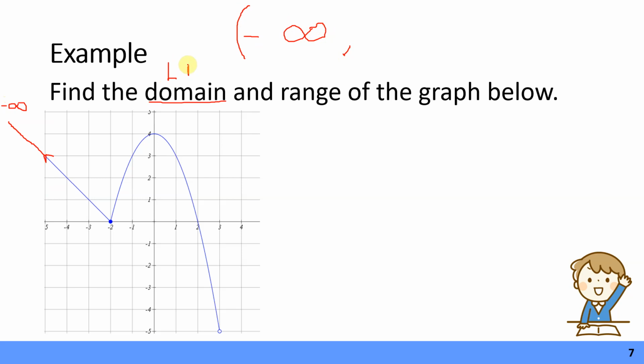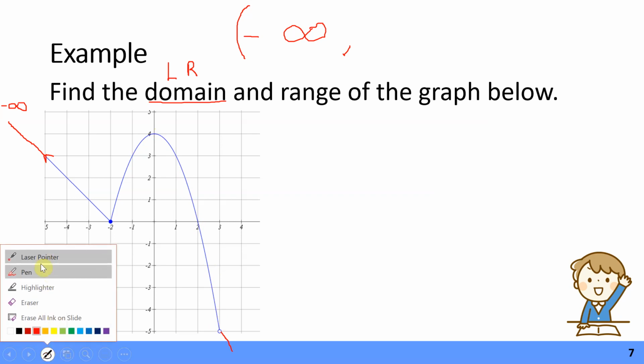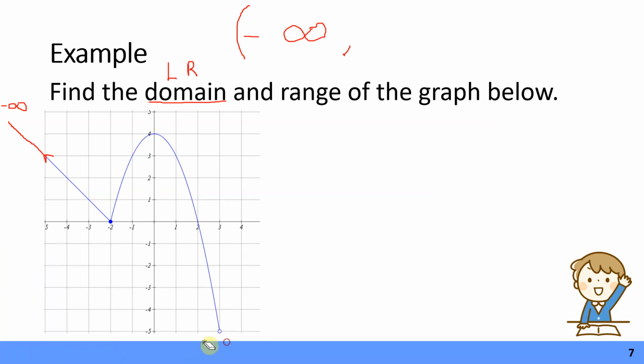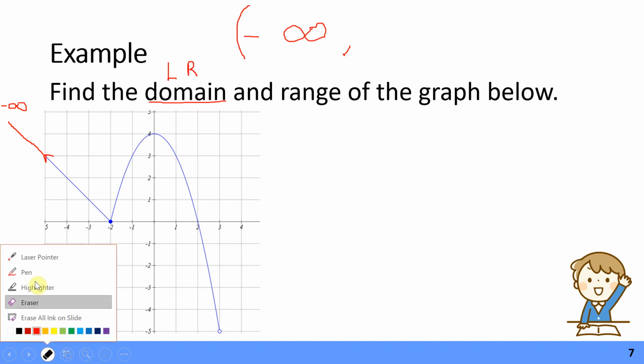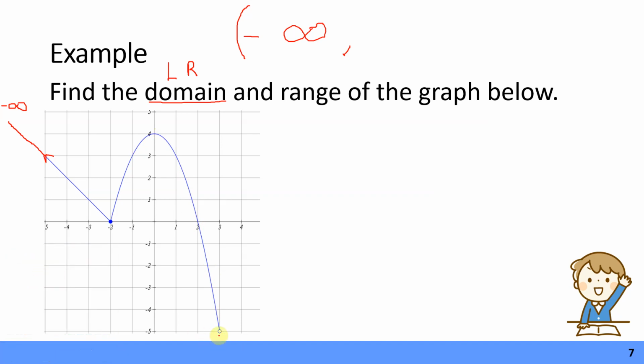We already did the left. What's the rightmost point? So let me go ahead and continue the graph. This graph goes like this, and then it stops right here. It doesn't keep on going because there's an open circle. So let me go ahead and erase that real quick, just so you know it doesn't keep on going. Now, since that's the rightmost point, this is where we're going to stop.